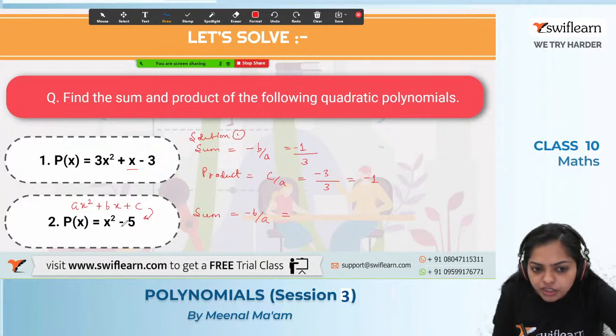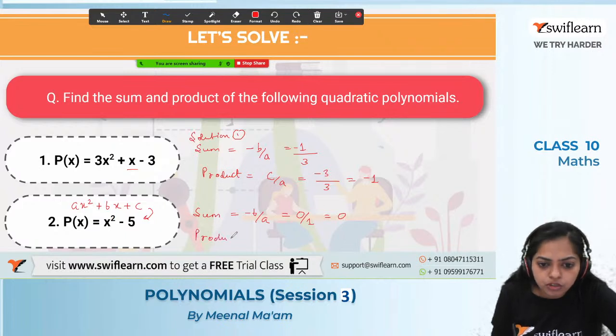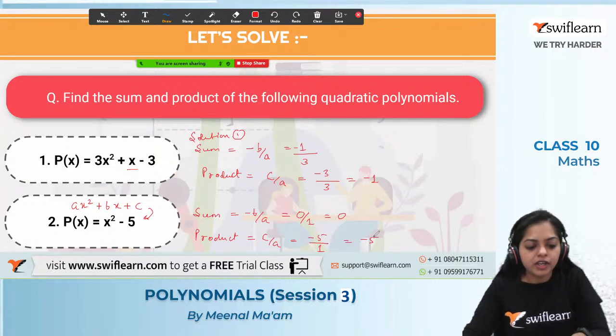Here what is the coefficient of x? It is nothing, so it is 0. And divided by coefficient of x square, which is 1. So 0 by 1 is what? It is 0. Alright. And next is the product. So the formula for product will be c by a. And here the constant term is minus 5, and a is 1. So the answer will be minus 5. Got it everyone?